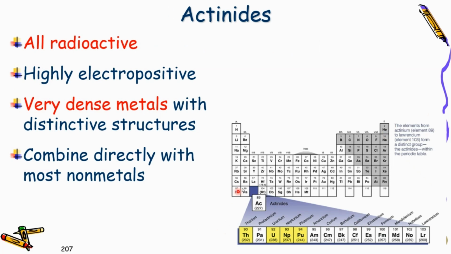And the next group here, this is lanthanide, right? And this is called actinide. Actinides are all radioactive materials. You don't like this that much. They are highly electropositive and very dense metals. Very dense metal means what? Very heavy. Why? Because in this region you have a lot of protons and a lot of neutrons. That's why it's very heavy, right?